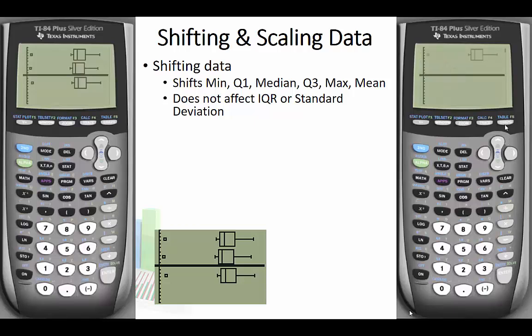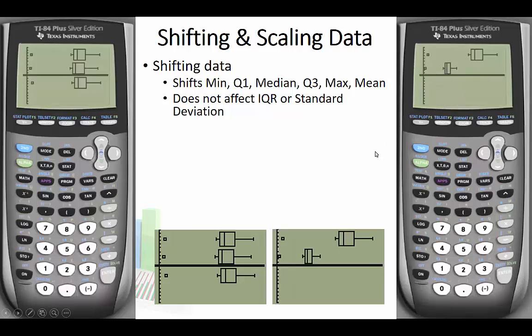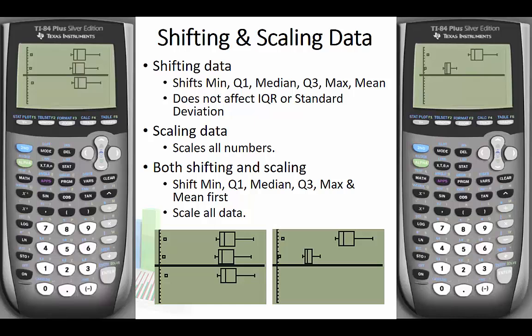and hit graph. And now you can see that it's not really shifted, it's multiplied. This width here, this IQR, is smaller than that IQR. This whisker is smaller than that whisker. So scaling scales all of the numbers, your min, Q1, median, Q3, and the max, and the mean. And it also affects the IQR and the standard deviation. Now, when you're doing both shifting and scaling, remember to do the shift for all your data first, and then scale. Go ahead and do the multiplication for the data.